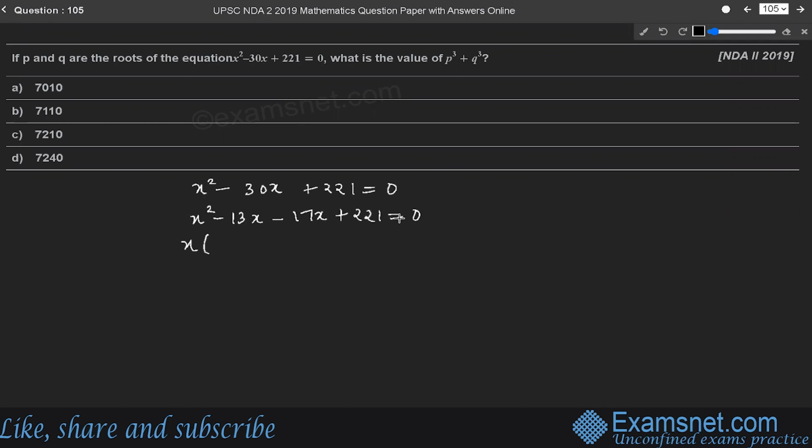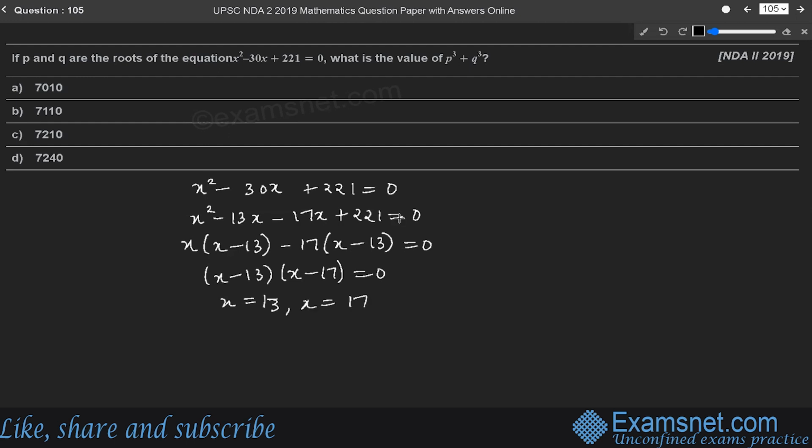Taking x common from the first two terms, remaining terms will be x minus 13. Taking minus 17 common from the next two terms, remaining terms will be x minus 13. So the factors will be x minus 13 and x minus 17. So x will be equal to 13 or x will be equal to 17.